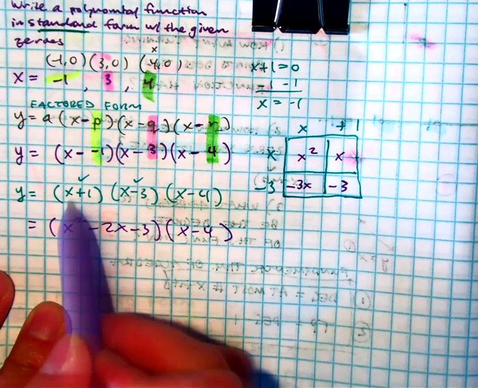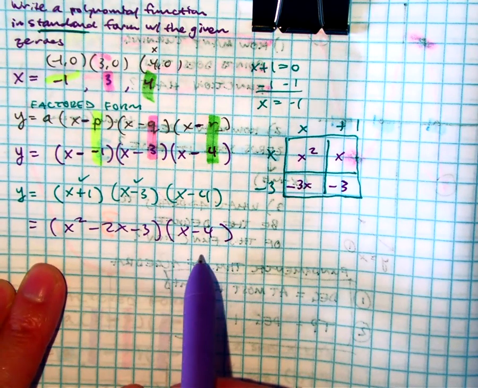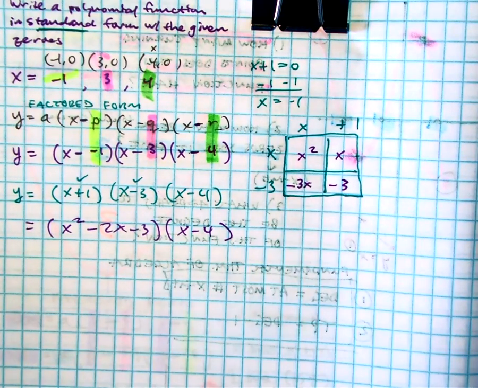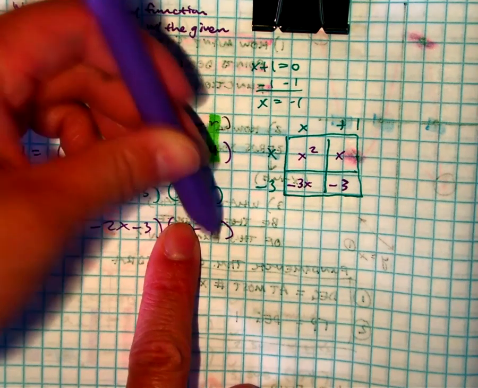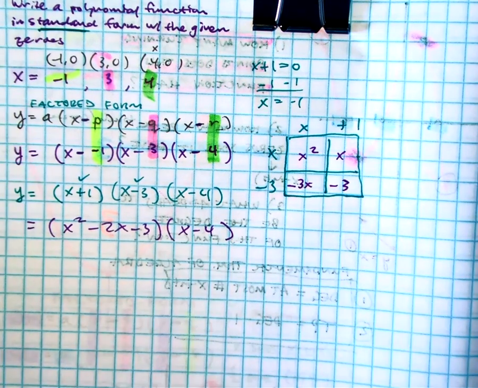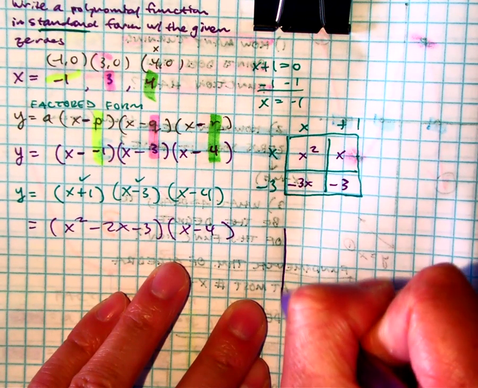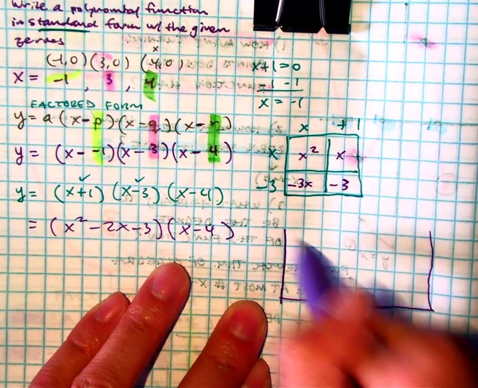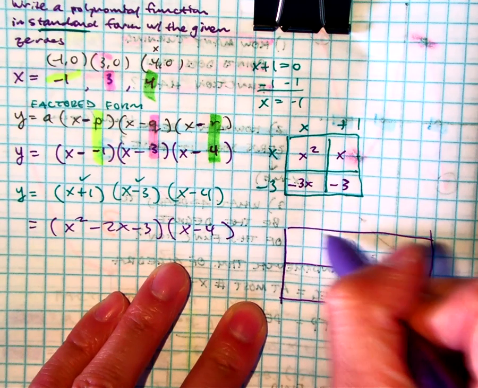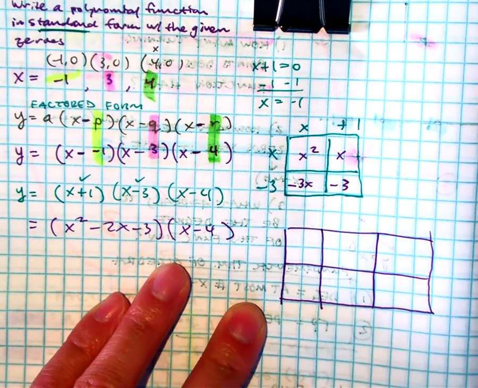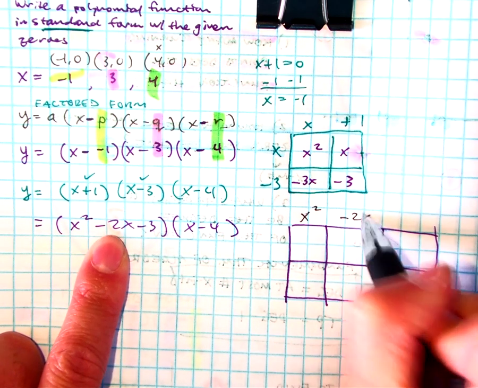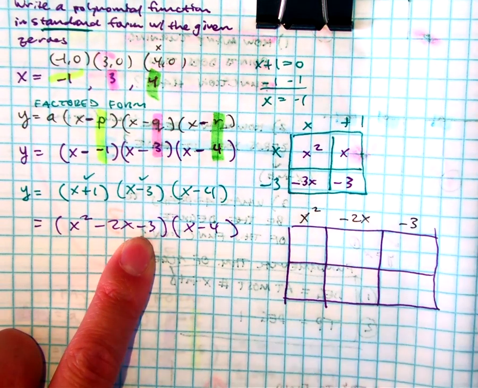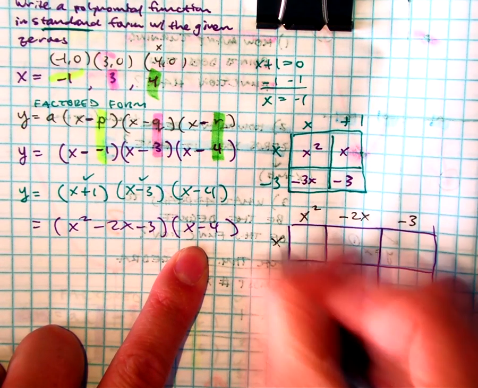Now this is the reason why FOIL does not work. FOIL worked for these two, but now I have a trinomial times a binomial. If you're still using the FOIL method, it's essentially distributing the x to each of these terms, distribute the -4 to each of those terms, and then combine like terms. Well, I'm basically doing the same thing. I just like to organize it in a box. I have x squared, -2x, minus 3. And over here I have x minus 4.